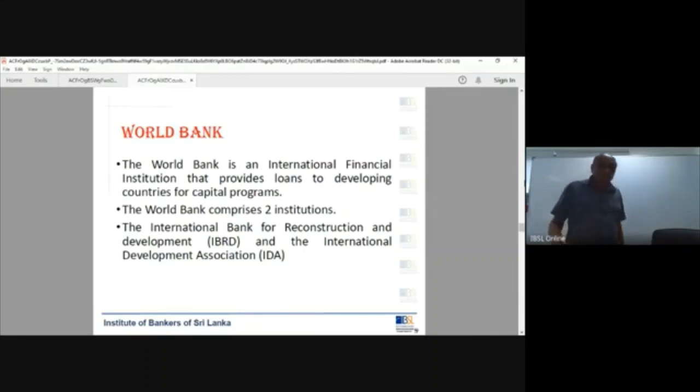Right? The World Bank comprises two institutions. One is IBRD. The other one is IDA. IBRD is the International Bank for Reconstruction and Development.